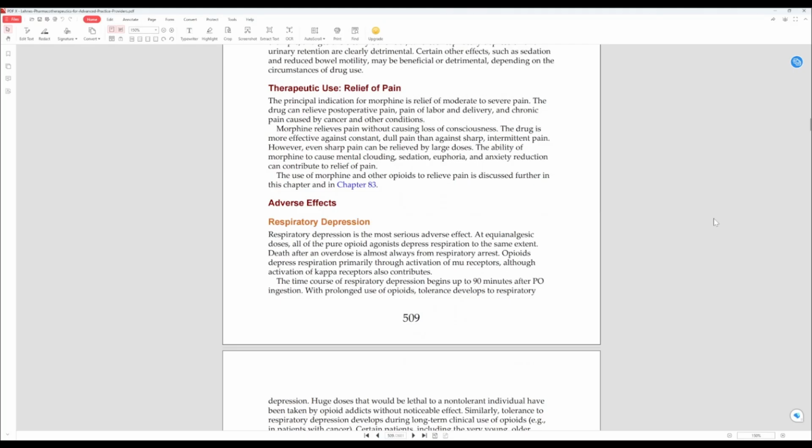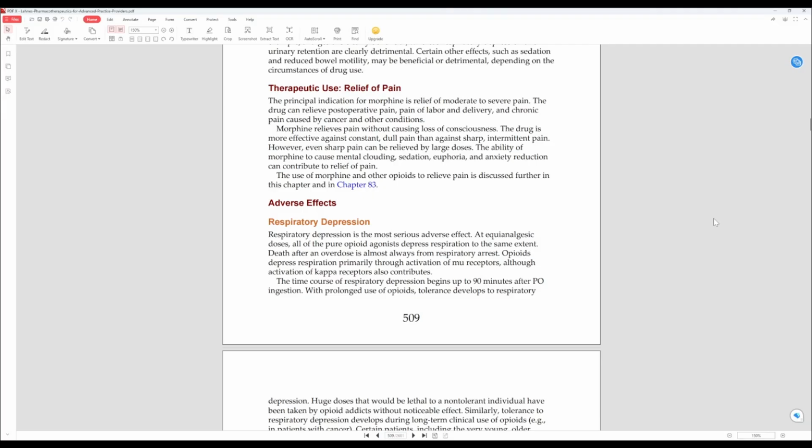The principal indication for morphine is the relief of moderate to severe pain. The drug can relieve postoperative pain, pain of labor and delivery, and chronic pain caused by cancer and other conditions. Morphine relieves pain without causing a loss of consciousness. The drug is more effective against constant, dull pain than against sharp, intermittent pain. However, even sharp pain can be relieved by large doses.